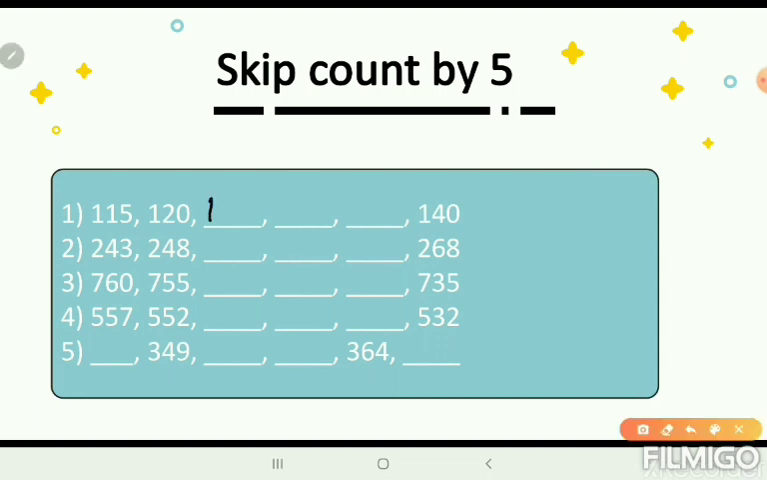If you add 5, you get 125. Again, another 5, skip 5, you get 130. Skip 5 by 5, you get 135. Then you get 140.